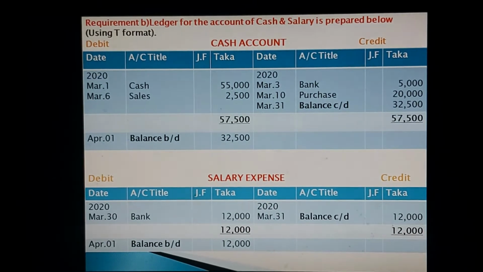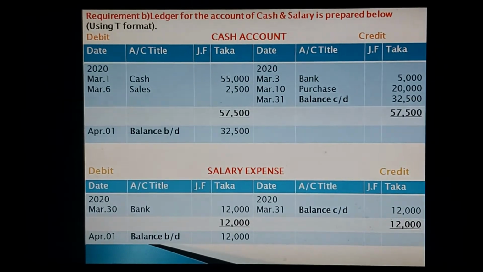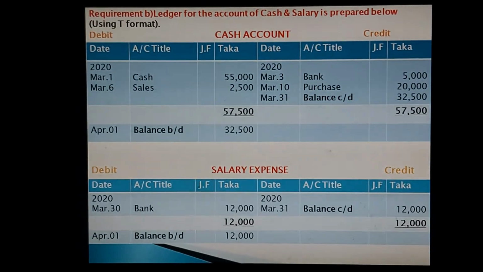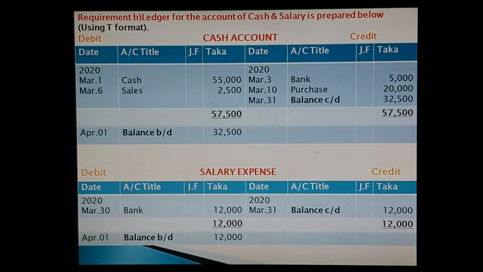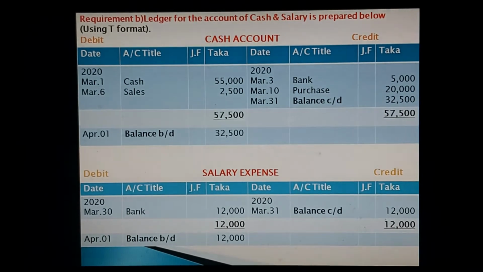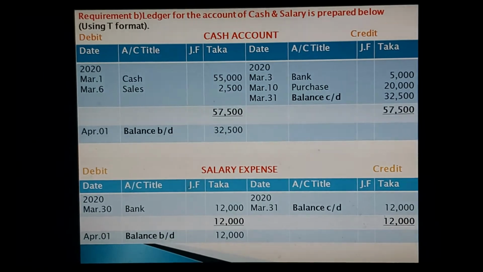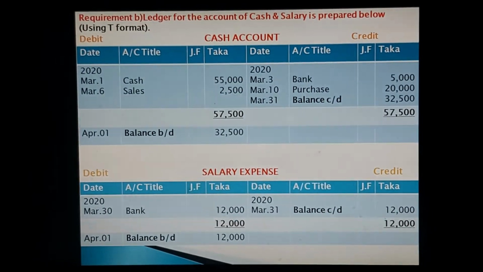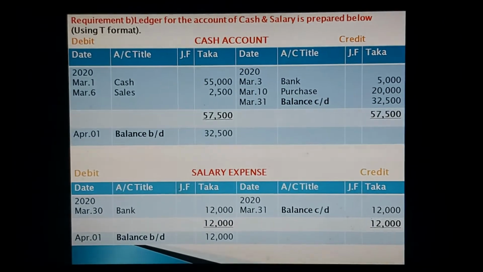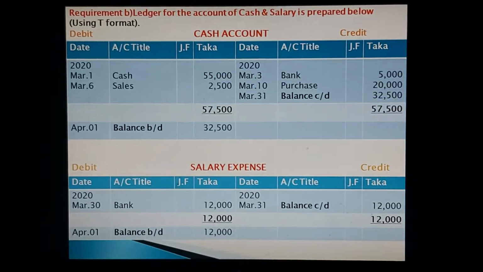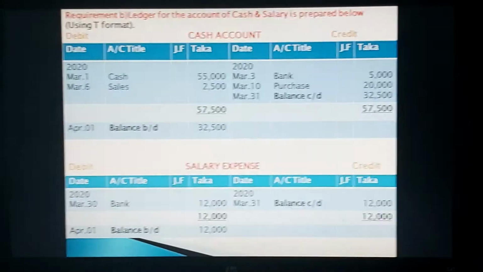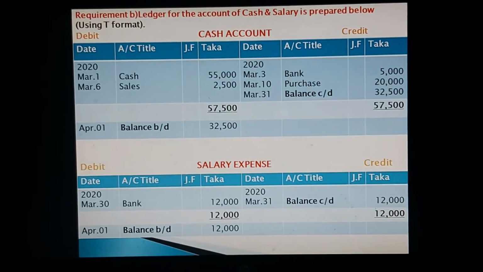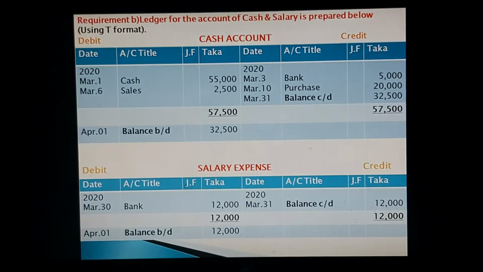Okay, at first you have to use one page for the cash account, and another page to be used for the salary expense. I have used one page, but you can take two other pages for preparing two ledgers, the cash and the salary expense. Now, when you are using this format, at first you have to see in the journal which transactions are available in the cash account. Now you can go to the journal.